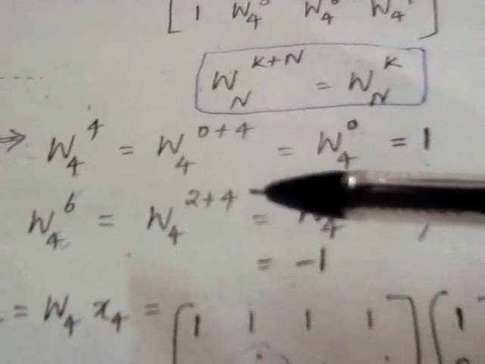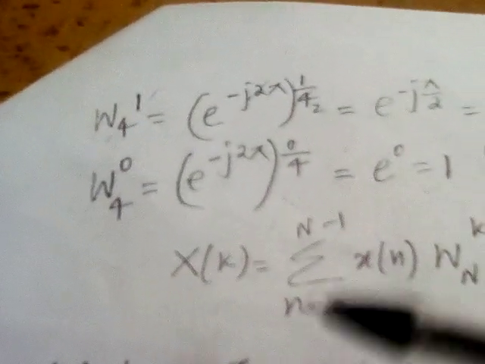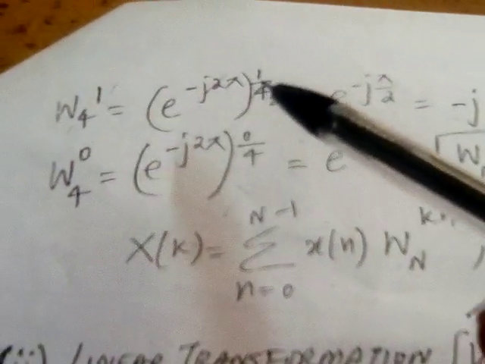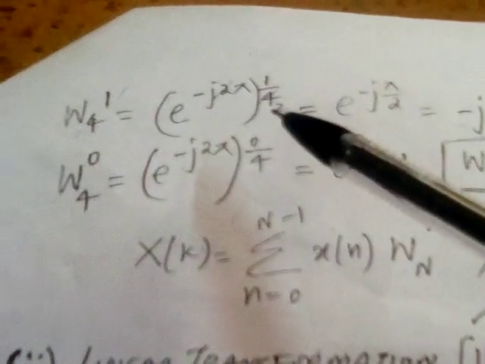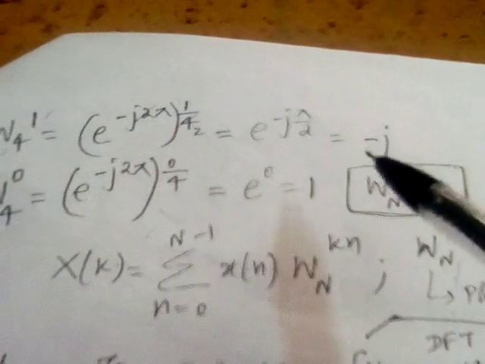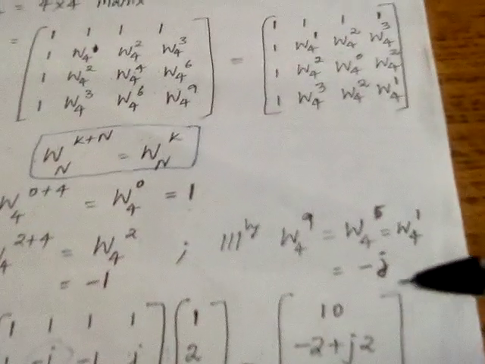Then W4 power 6 we can write as W4 power 2 plus 4. So according to this property this becomes W4 power 2. W4 power 2, calculate here. I have done the calculation. W4 power 1 I have done here: e power minus j 2 pi 1 by 4. 2 and 4 cancel. e power minus j pi by 2, which is cos pi by 2 minus j sin pi by 2, which is, cos 90 is 0, sin 90 is 1, so minus j. Similarly we can do W4 power 2, all that, and finally W4 power 9 can be reduced as W4 power 5, in turn W4 power 1, which is minus j.